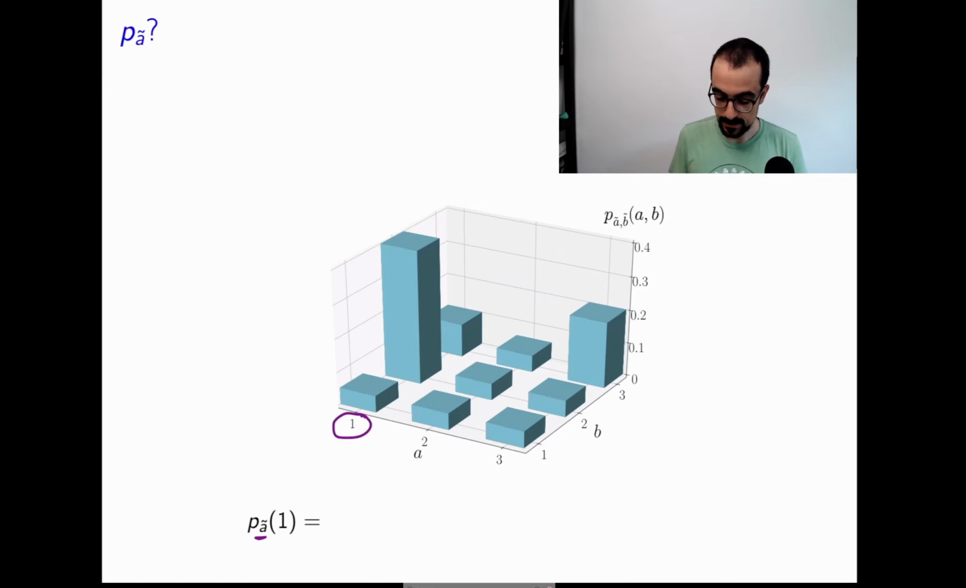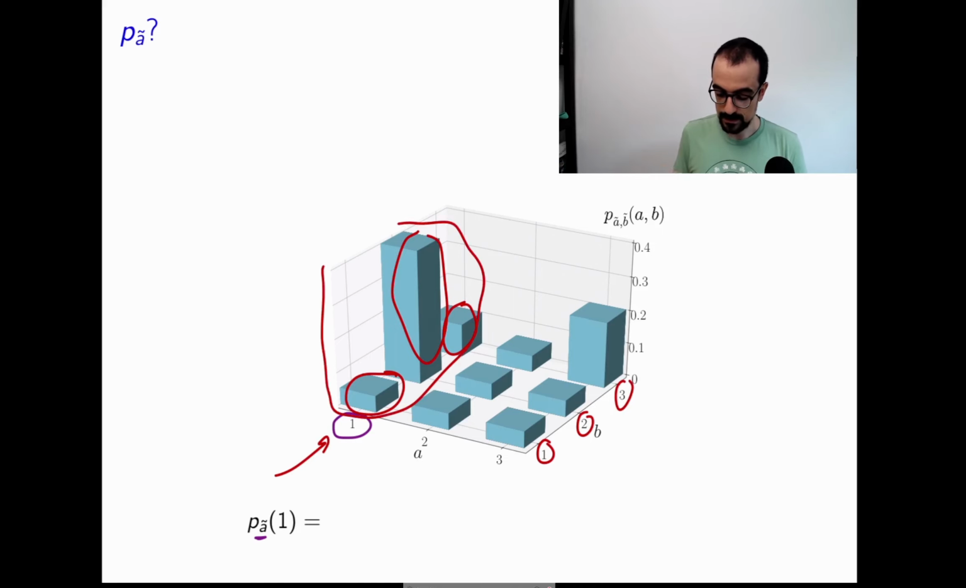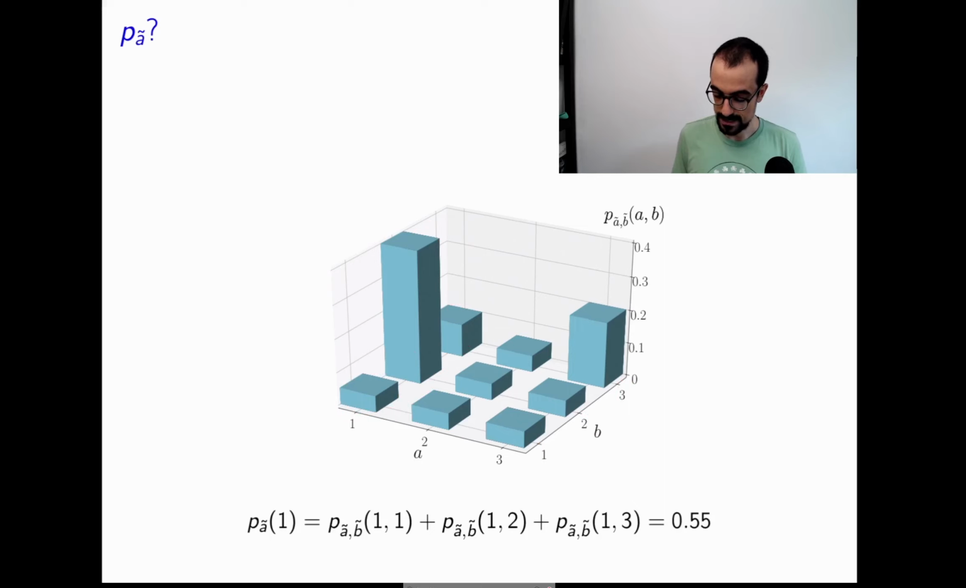Then by what I've just said, what we need to do is take a look at where A is equal to 1. This happens here at the same time that B is equal to 1, here at the same time that B is equal to 2, and here at the same time that B is equal to 3. And now if I'm interested in the probability that A is equal to 1 and I don't care about B, then I need to sum these 3 probabilities. Okay? In this case, this is 0.05, this is 0.4, and this is 0.1, so the probability that A is equal to 1 is 0.55.